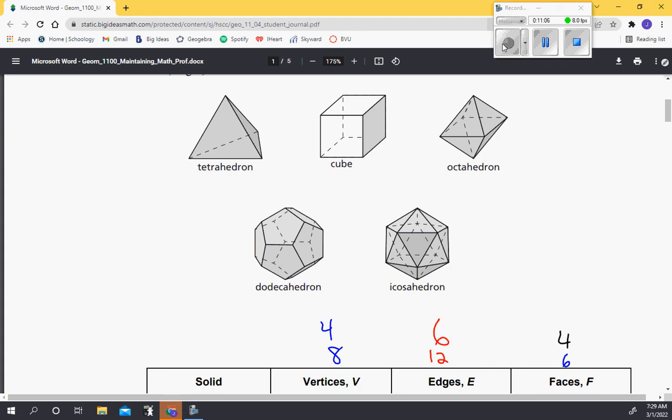All right, an octahedron. Octahedron, count the vertices. There are 1, 2, 3, 4, 5, 6. 6 vertices of an octahedron. How many edges? 1, 2, 3, 4, 5, 6, 7, 8, 9, 10, 11, and in the back, no, 11?